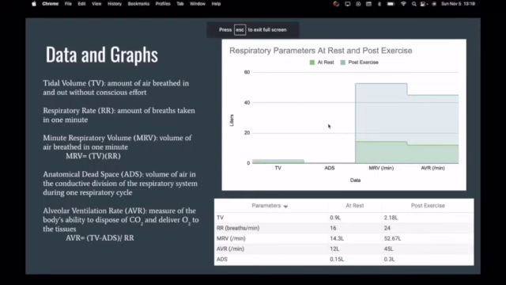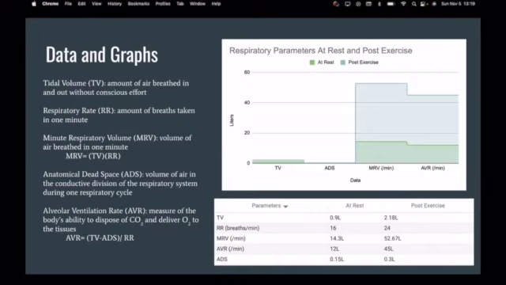The data we collected from this experiment was the tidal volume, which is the amount of air breathed in and out without conscious effort; the respiratory rate, which is the number of breaths taken in 1 minute, calculated by dividing 60 by the amount of time taken to have one respiration; and the minute respiratory volume, which is the volume of air breathed in 1 minute, calculated by multiplying the tidal volume by the respiratory rate.